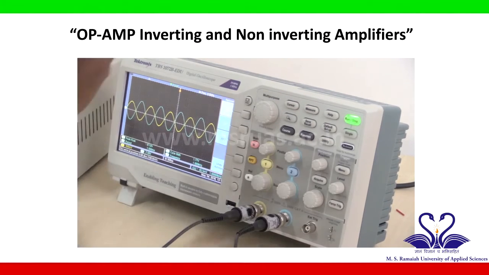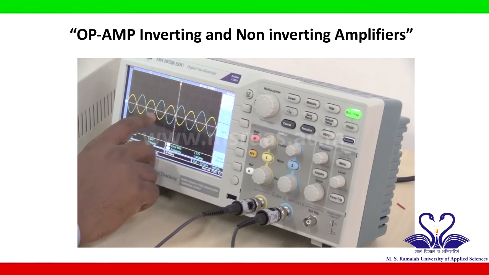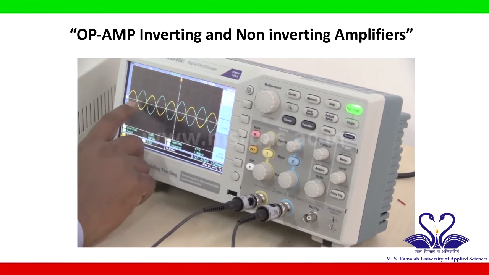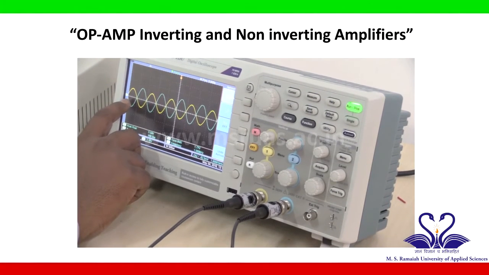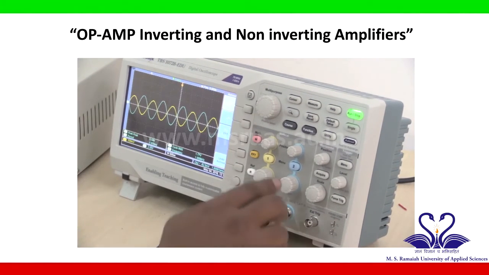So now you see that the yellow color signal and light blue color signal both are a sine wave. The difference is the channel 2 signal has the opposite phase to the channel 1 signal. So let us measure these signals.